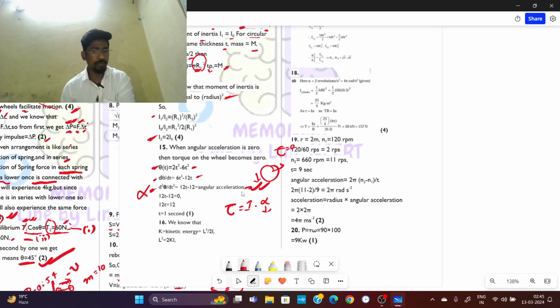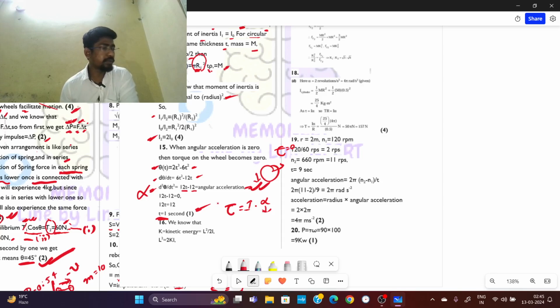Angular acceleration, as I told you earlier, has to be 0 so that the torque can be 0, right? So 12t minus 212 should be equal to 0. If we calculate this, t comes out to be 1 second. Therefore, option 1, t equals 1 second, is correct. Okay, now moving on to the next question.